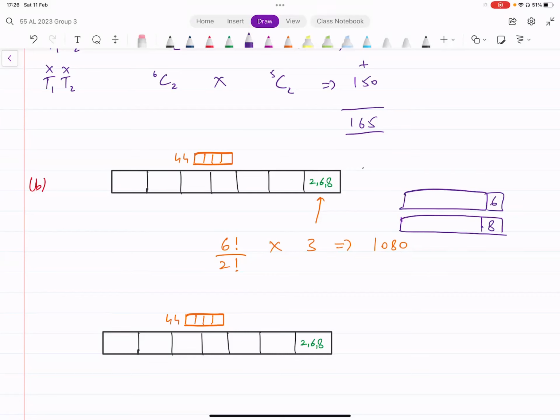उन सब के इंडिविजुअली कितने वेज होते हैं? 6 फैक्टोरियल ओवर 2 फैक्टोरियल, इसके भी 6 फैक्टोरियल ओवर 2 फैक्टोरियल, इसके भी 6 फैक्टोरियल ओवर 2 फैक्टोरियल. तीनों को ऐड कर देते, that would give you the same thing. Alright, because these are all similar cases. Make sense? तो अलग अलग करने के बजाय हम इसको इकट्ठा कर रहे हैं. यहाँ पे अलग अलग भी कर सकते हैं, that's also fine.